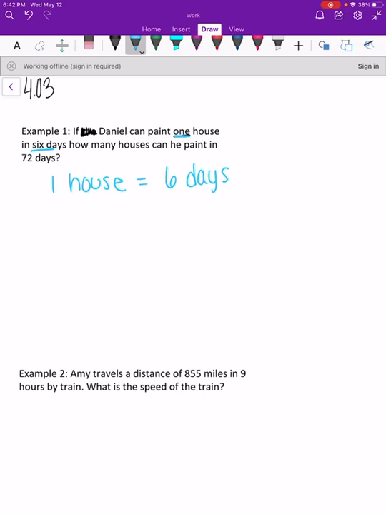And I want to know how many houses he can paint in 72 days. So I need to know that number there. And I can look for a pattern. So I'm going to say, okay, how do I get from 6 to 72? And I'm going to use multiplication.